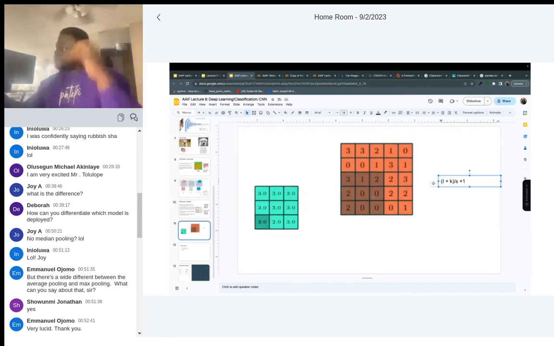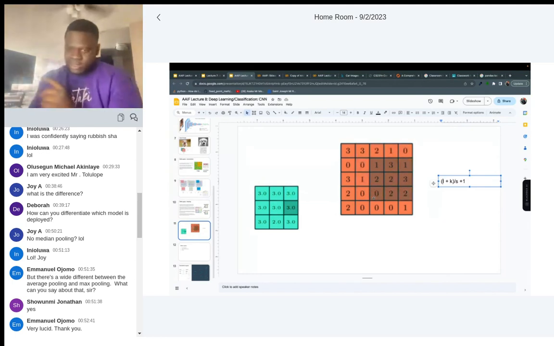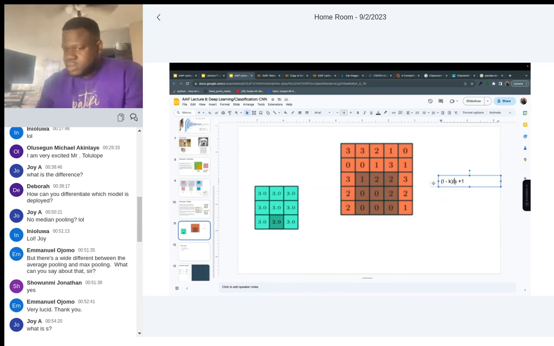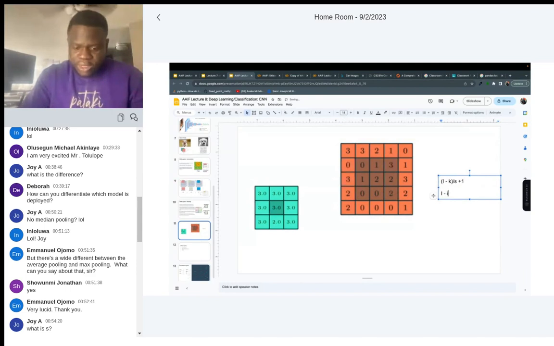How do you know from 5 by 5 and 3 by 3 the size of the output? This is the formula, I minus k over s plus 1. So what does that mean? 5 minus 3 is 2. Now, what does this s mean? I is image, k is kernel. S means stride.